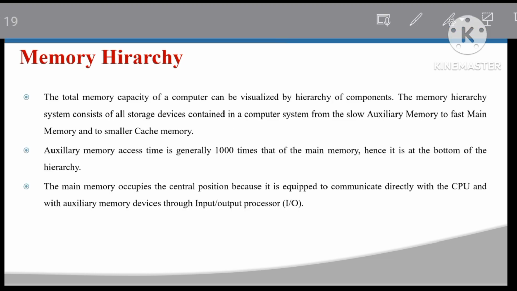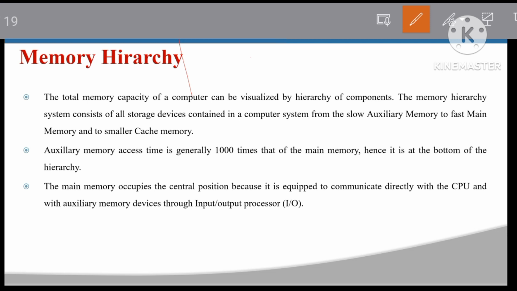Now, as I discussed, until now I discussed the memory hierarchy. Let me show you once again. The total memory capacity of a computer can be visualized by the hierarchy of computers. The memory hierarchy system consists of all the storage devices connected in a computer system, from the slow auxiliary memory to the fast main memory. Main memory is faster than auxiliary memory, and registers are even faster than main memory, and then there is the smaller cache memory.